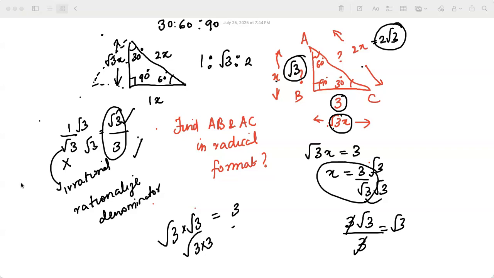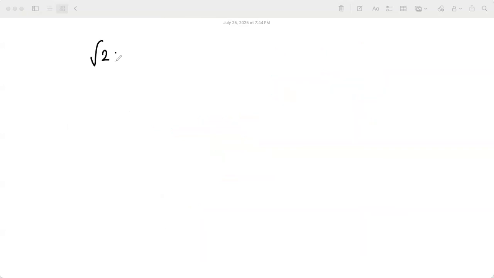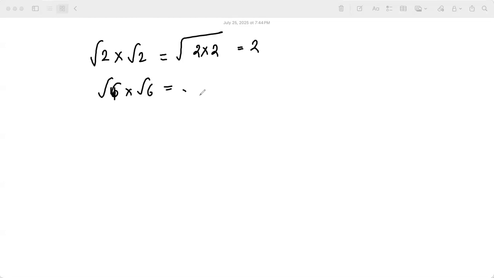Let's review radicals now before we move on. Square root of 2 times square root of 2. This is so important, guys. This is what we covered before getting to geometry. So this becomes square root of 2 times 2, which is just 2. Similarly, square root of 6 times square root of 6 is what? That is equal to 6.